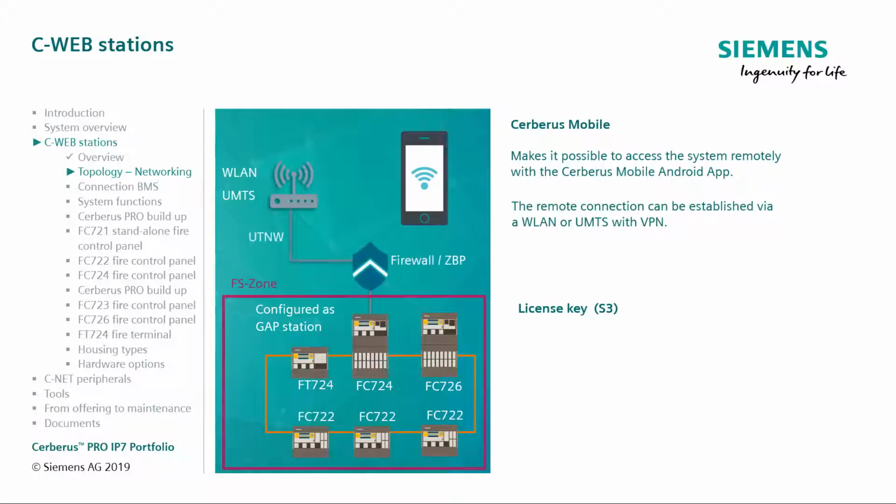Do not forget to protect your system. If it is connected via an untrustworthy network, you will need a firewall as zone boundary protection to protect the C-Web from unauthorized access. For further information, please read the FS 720 Network Security Guidelines.